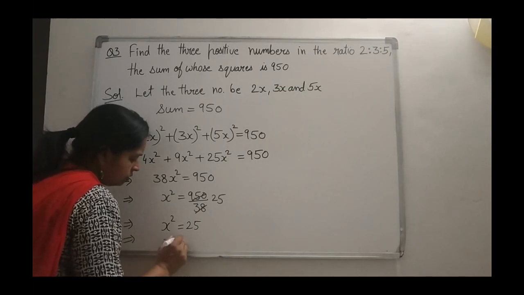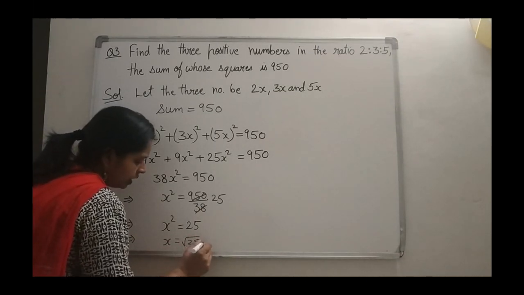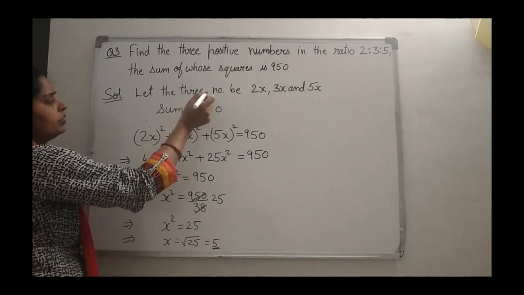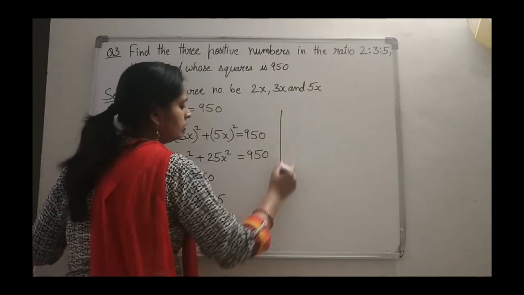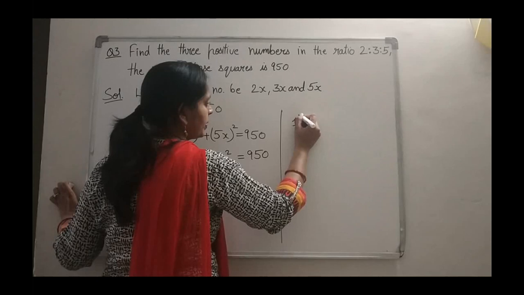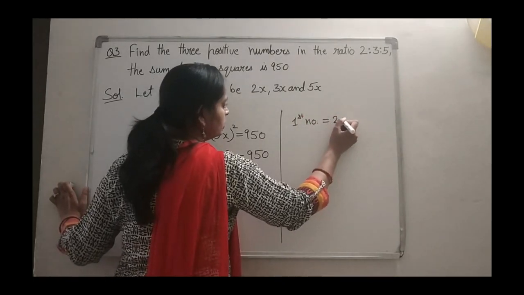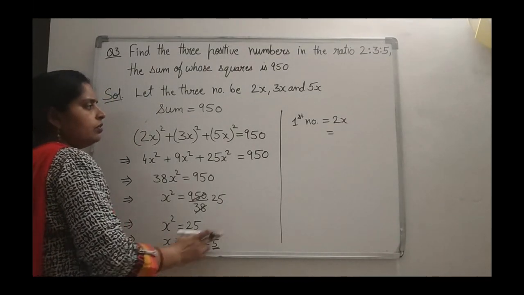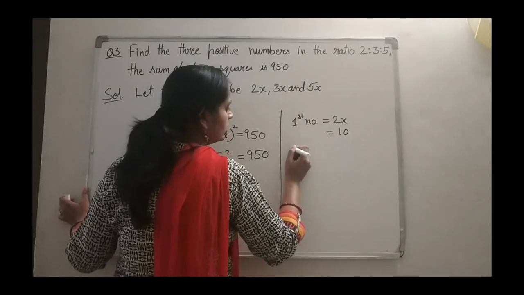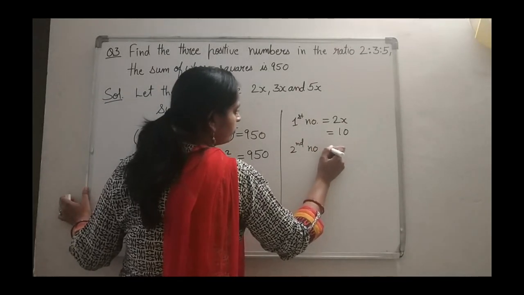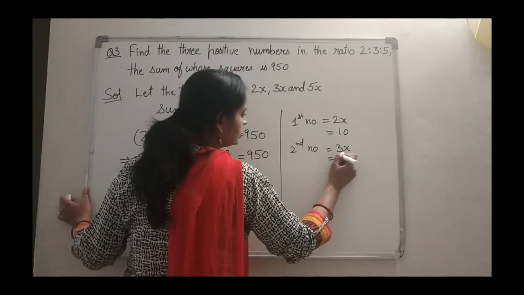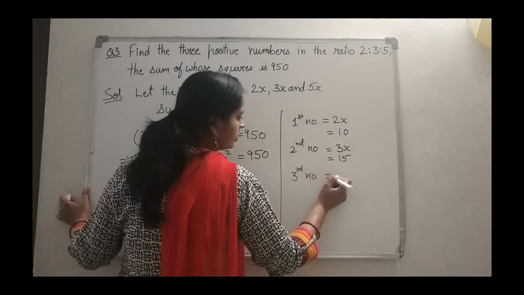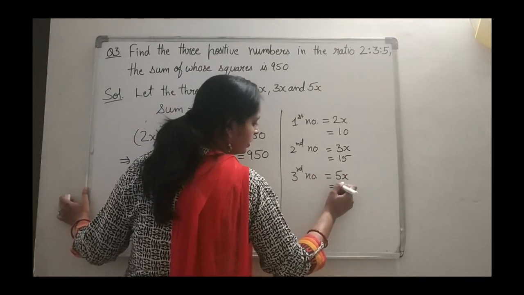Means x is equal to root value of 25. And what is the root of 25? That is 5 only. So we got the value of x. Now we have to find the three positive values. So first number is equal to 2x, that is 2 into 5, because value of x is how much? 5. So 2 5s is 10. Second number is equal to 3x, that is 3 5s are 15, and third number is 5x, that is 5 5s are 25.